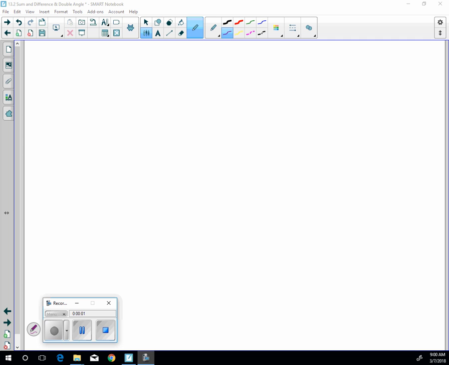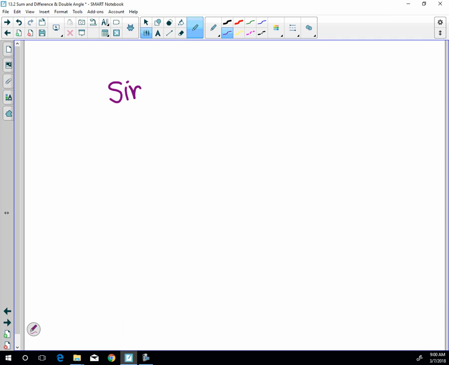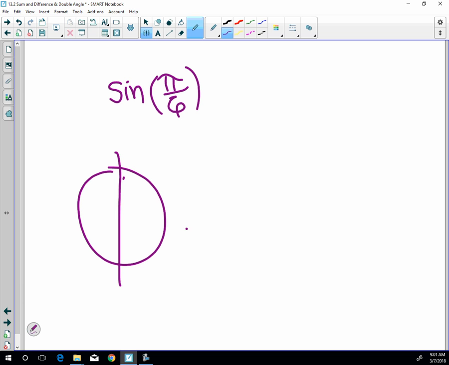Introduce this formula this way: what's the sine of pi over 6? Here's the circle. Turn to your neighbor. Tell them what the sine of pi over 6 is. Go. Hopefully you know it.